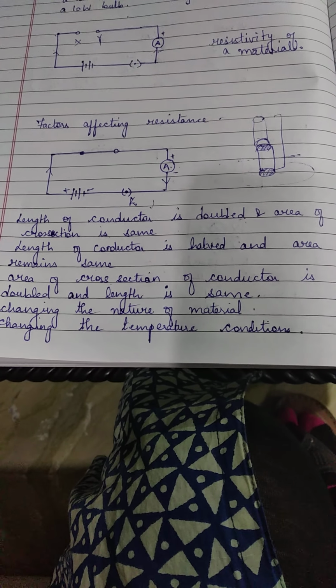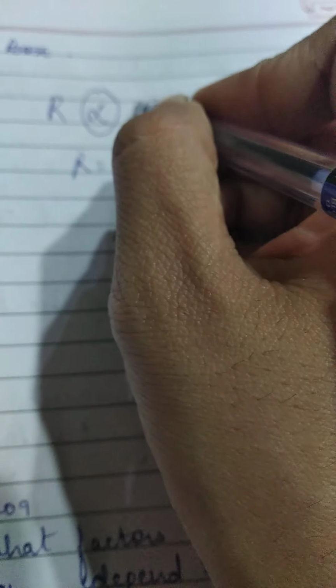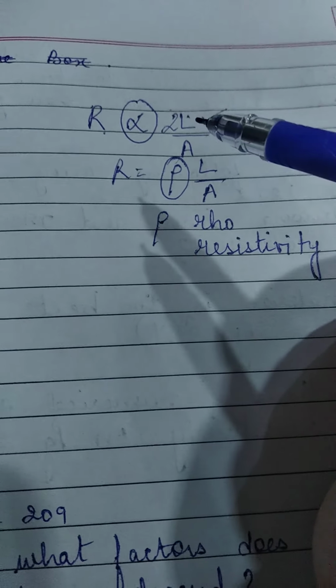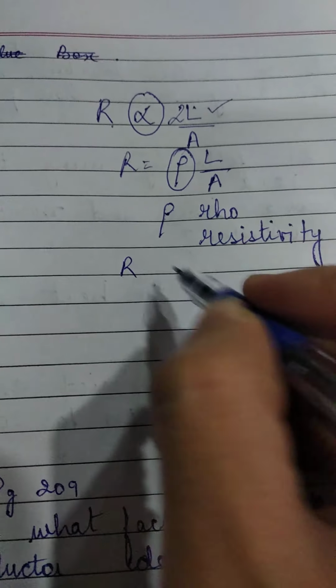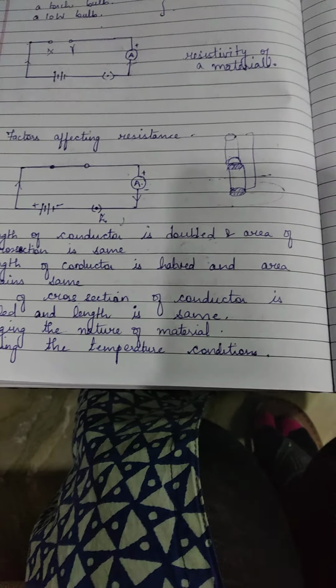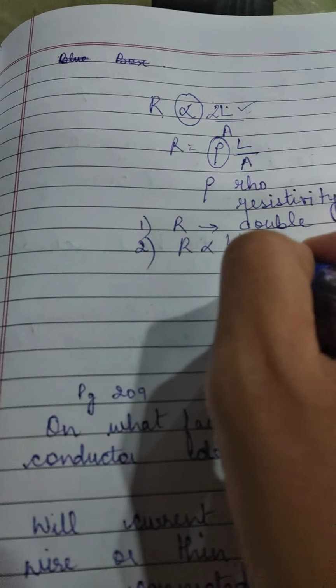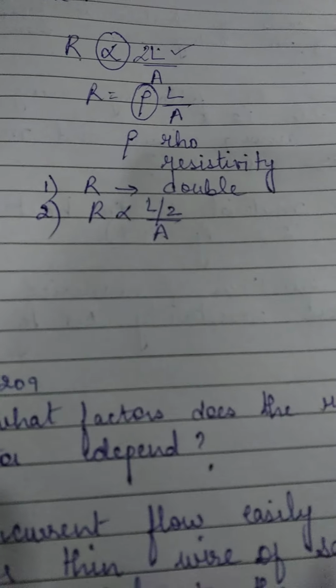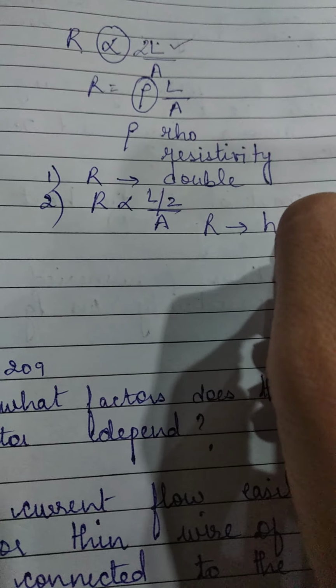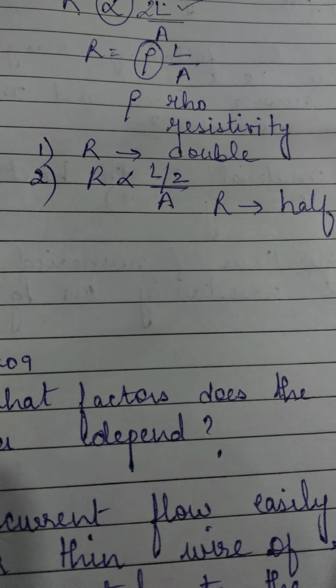Coming back to the very first condition, that is length of the conductor is doubled and area of cross section is the same. So the length becomes 2 times. Since length is proportional to resistance, what will be the effect on resistance? Resistance will also double in the first condition. In the second condition, length of the conductor is halved and area of cross section is the same. Since R is proportional to L, L has become half, so R will also become half of its initial value.